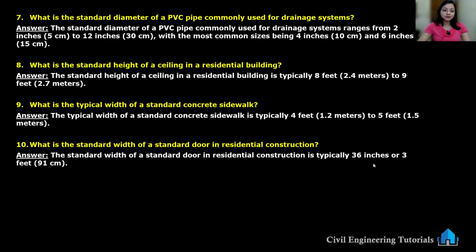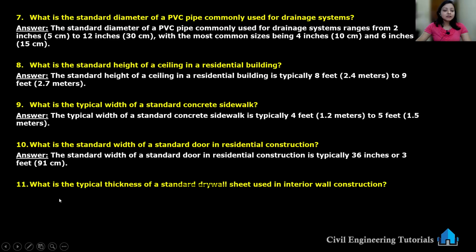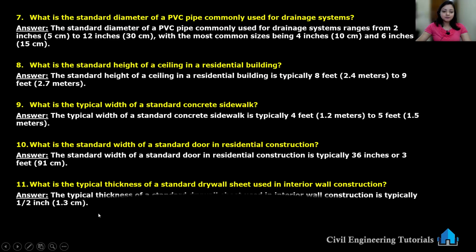Okay. Next question. What is the typical thickness of a standard drywall sheet used in interior wall construction? So the answer is the typical thickness of a standard drywall sheet used in interior wall construction is typically half inch or 1.3 centimeter.